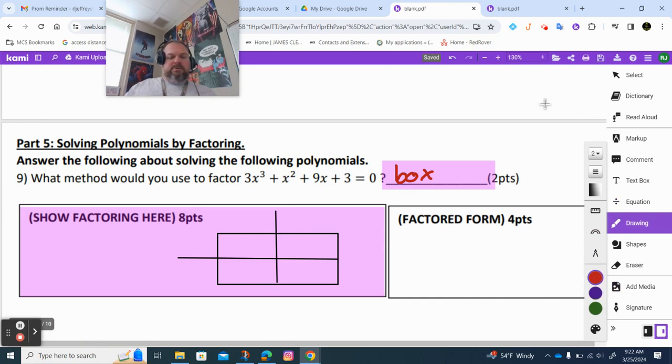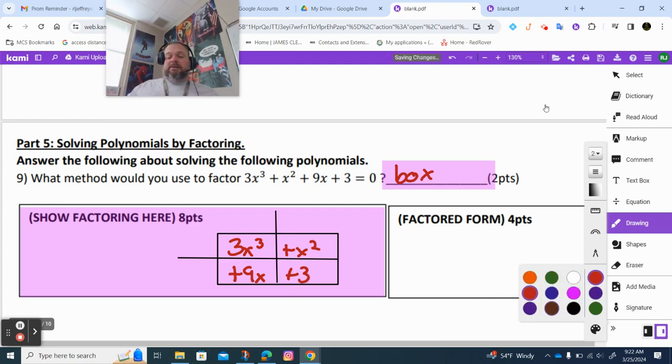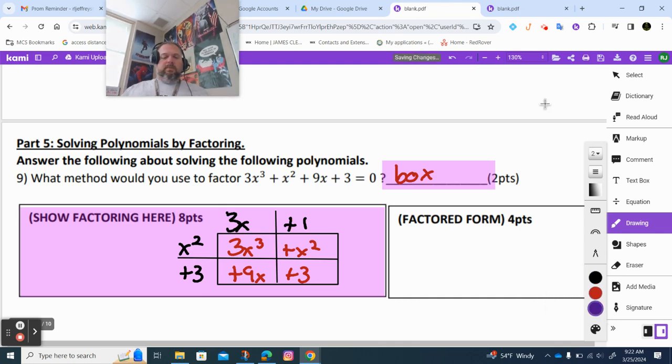All right. So 3x to the third plus x squared. I thought I had actually done this. I had, but this is the wrong piece of paper I had. That was funny. All right, so this would be x squared. This would be plus 3. This would be 3x, and this would be 1. So our factored form should be x squared plus 3 and 3x plus 1 equals 0.